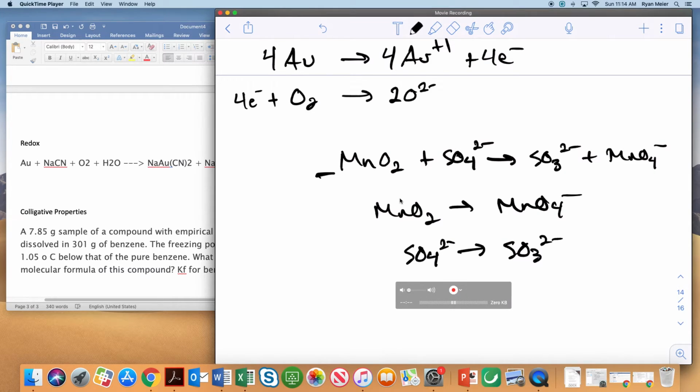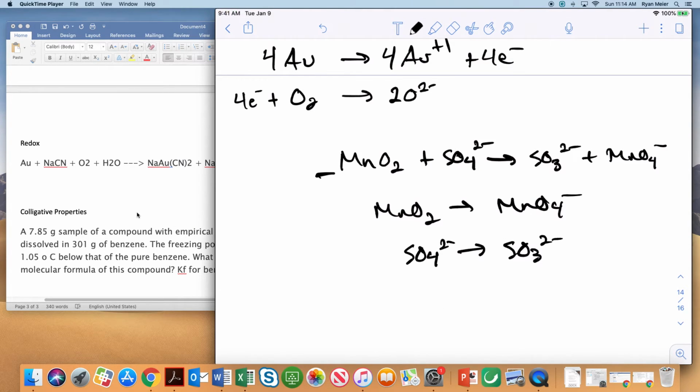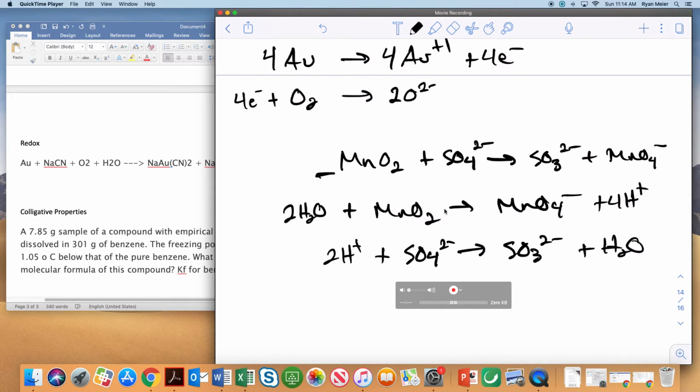Now I can balance the elements that aren't oxygen or hydrogen, which is easy. Those are already done for me: manganese, manganese, sulfur, and sulfur. I can balance the oxygens, so 2 waters on the left in the top reaction, 1 water on the right in the bottom reaction. Then I can add my H+, 4H+ on the right for the top reaction, 2H+ on the left for the bottom reaction. Then I can balance charge. For the top reaction, I go from neutral to a total of +3 because I have the minus and 4 positives, so 3 electrons on the right side. In the bottom reaction, I have neutral on one side and -2 on the other, so I need 2 electrons on the left so that I have -2 on both sides.